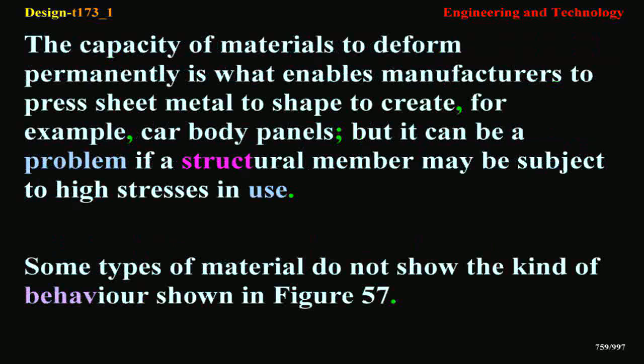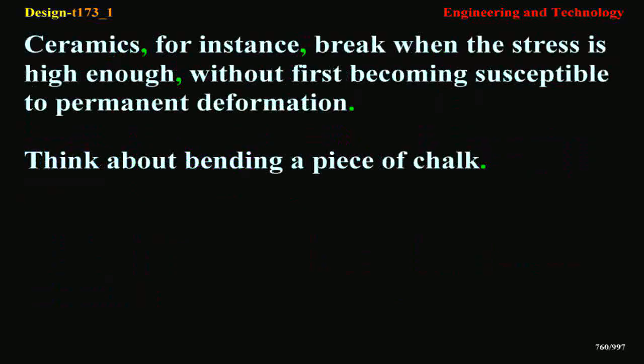But it can be a problem if a structural member may be subject to high stresses in use. Some types of material do not show the kind of behavior shown in figure 57. Ceramics, for instance, break when the stress is high enough, without first becoming susceptible to permanent deformation. Think about bending a piece of chalk.